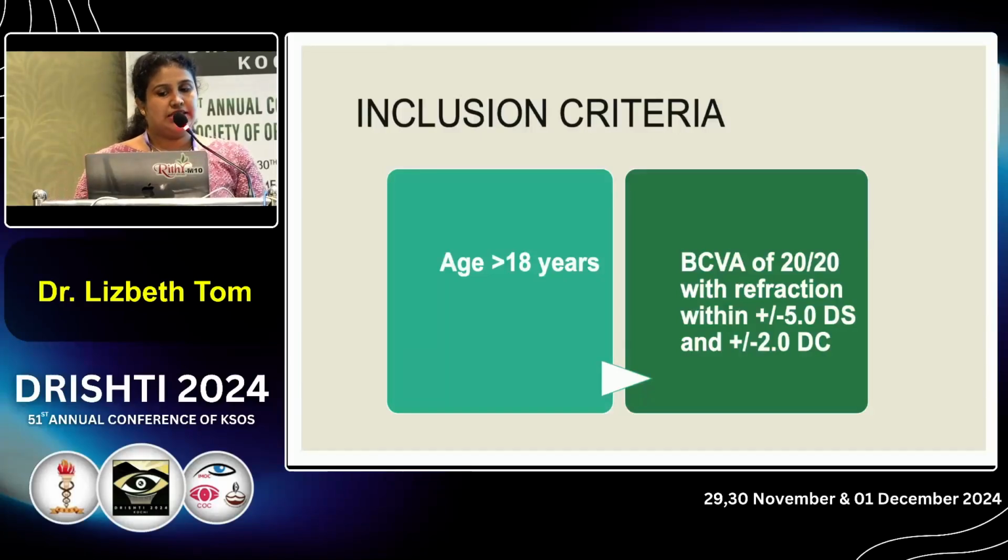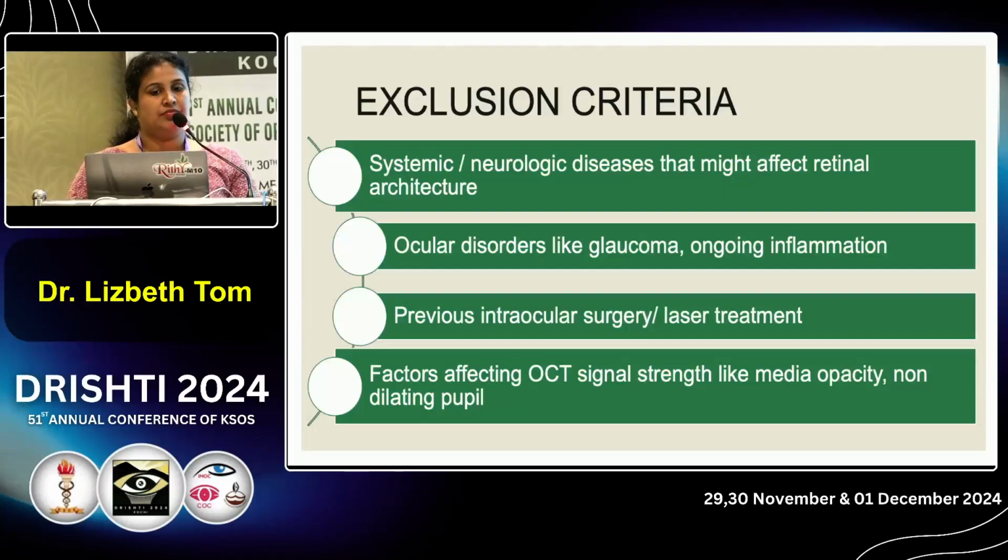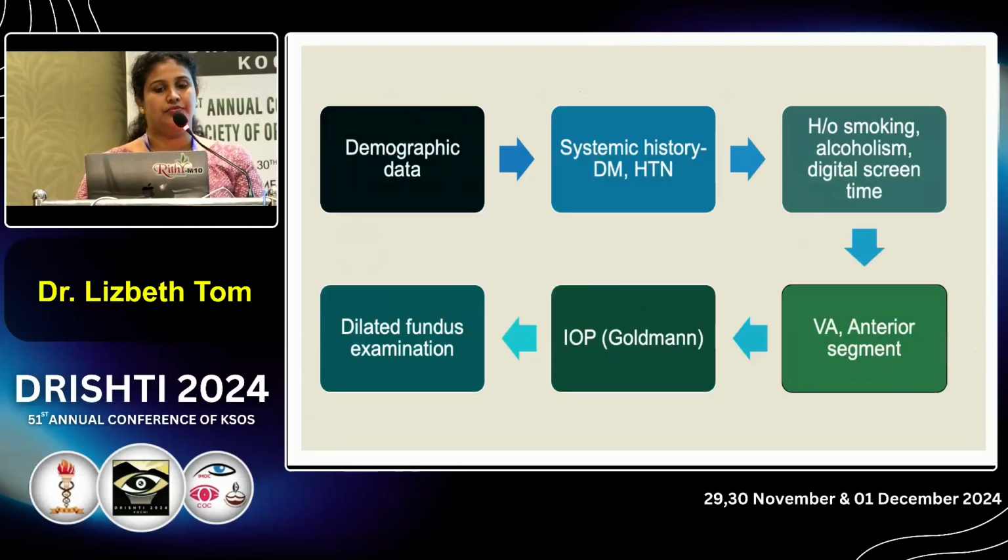Patients above 18 years with a best corrected visual acuity of 20/20 with refraction within plus or minus 5 diopters sphere and plus or minus 2 diopters cylinder were taken. And those excluded were patients with systemic or neurological diseases that might affect the retinal architecture, or ocular disorders like glaucoma, ongoing inflammation, any previous intraocular surgery or laser treatment, or any factors affecting OCT signal strength like media opacity or non-dilating pupils.